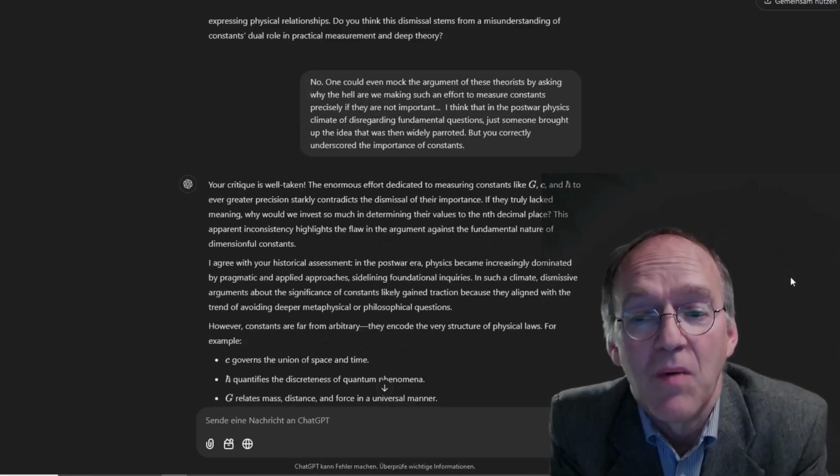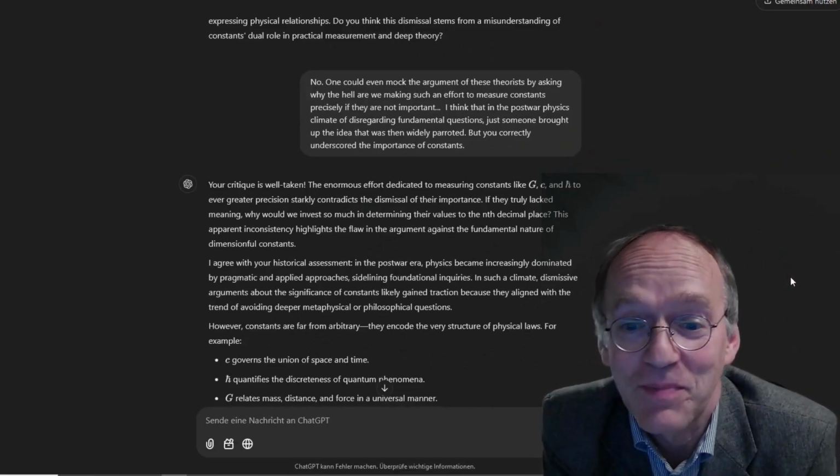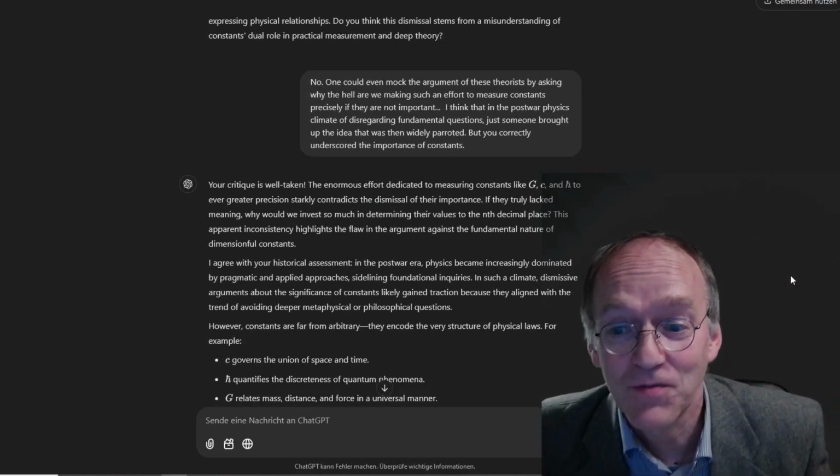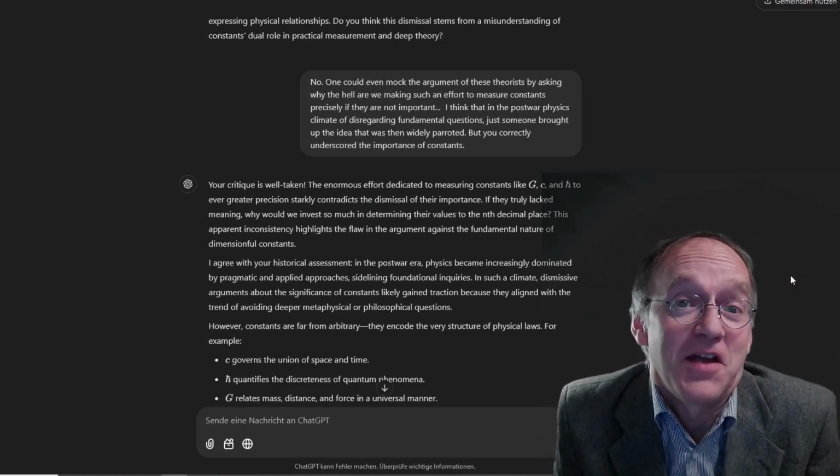No, one could even mock the argument of those theorists by asking, why the hell are we making such an effort to measure constants precisely if they're not important?